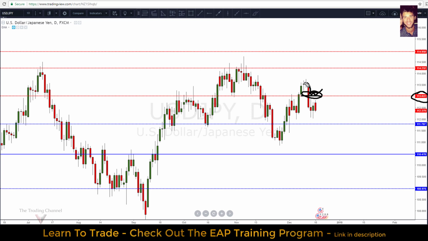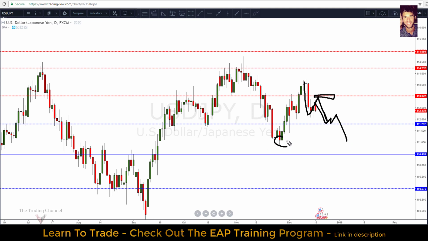But now we've actually pushed below that 113 even handle, meaning that it turns back into resistance. And what we're waiting for this week is to see if this market will pull back up into the 113 even handle and give us some reason to jump on the next move down out of the dollar yen. So that's what we'll be looking for initially. If we get some kind of push down, or if this market just turns and pushes down from where it's at now, we'll be looking around the 112 even handle, between that and 111.79 for our first level of support.